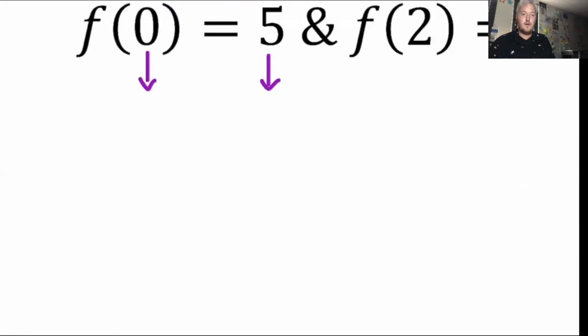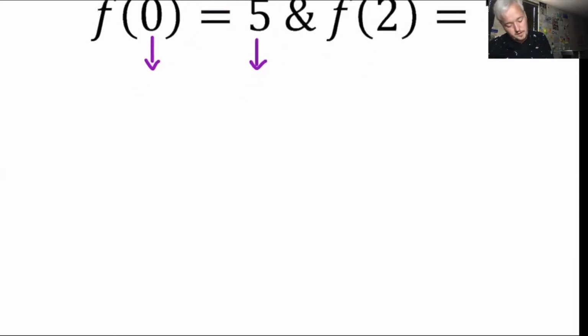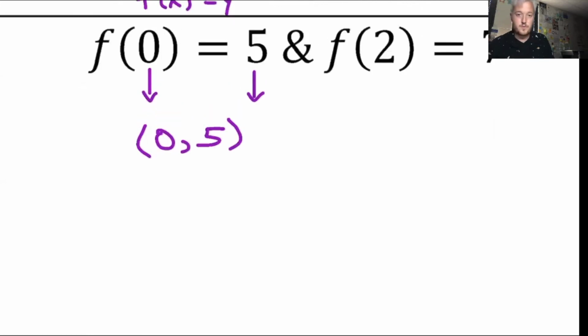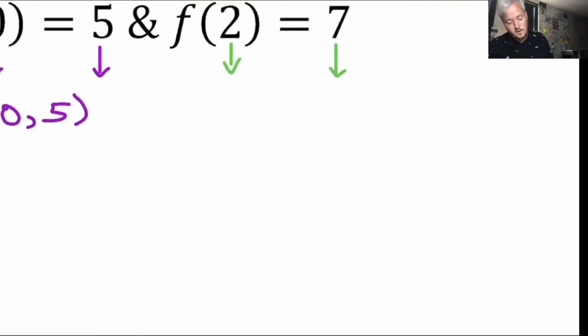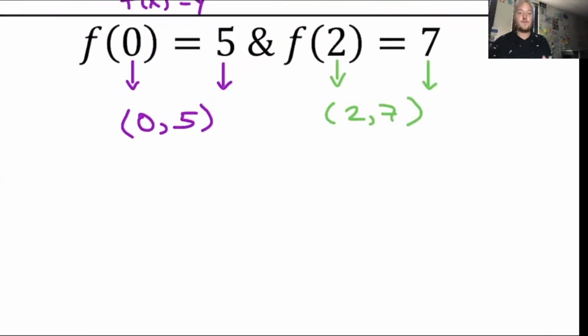So f of 0 equals 5 is the same thing as writing 0, comma 5. We're going to pretend that arrow is pointing to that 5. All right, then same thing over here. So this is going to be 2, comma 7. So now we want to find the equation that goes between these 2 points.